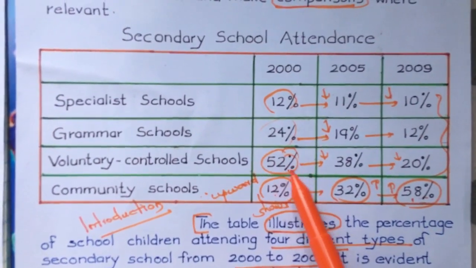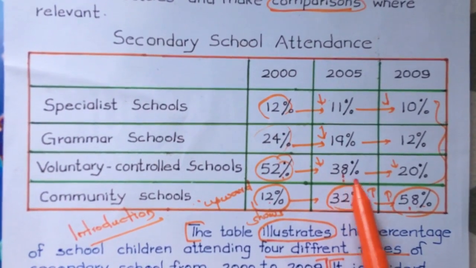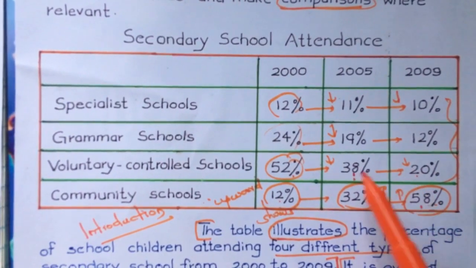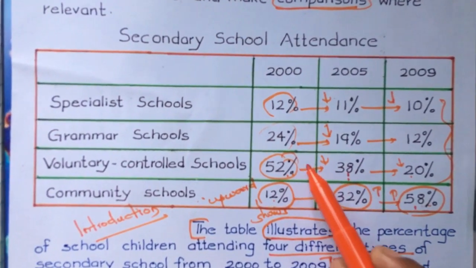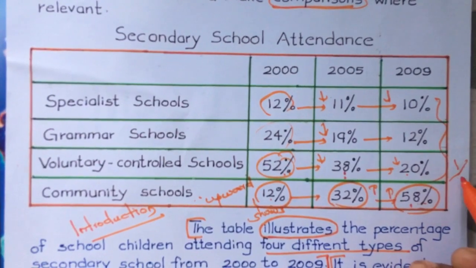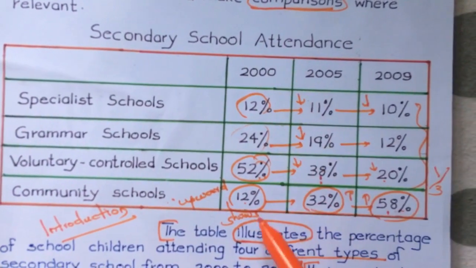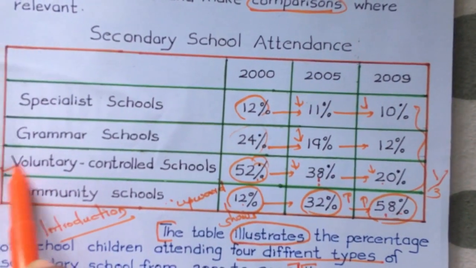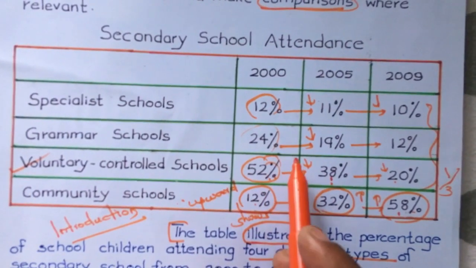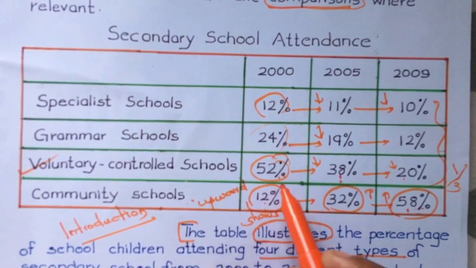Voluntary school is almost 50%, 52, right? How it fell to 38%, then it fell to 20%. That means it has decreased. That means attendance has become one third. Okay, you got it. So see here, you just observe, voluntary control school is the only place you can see an increased trend.